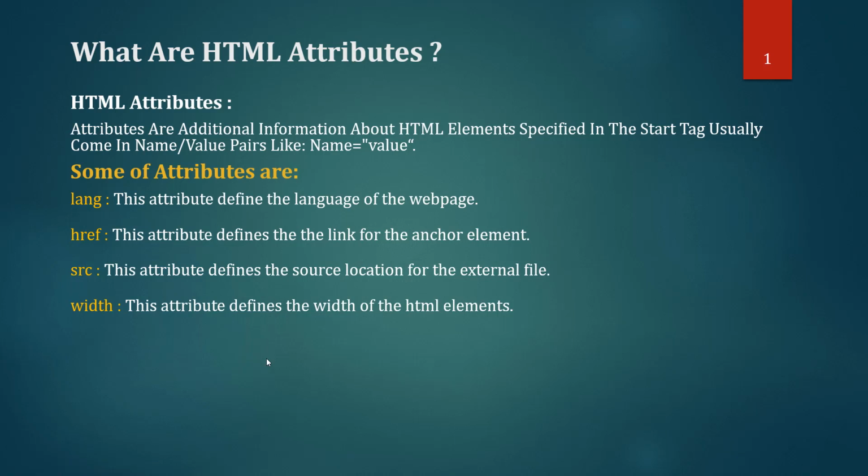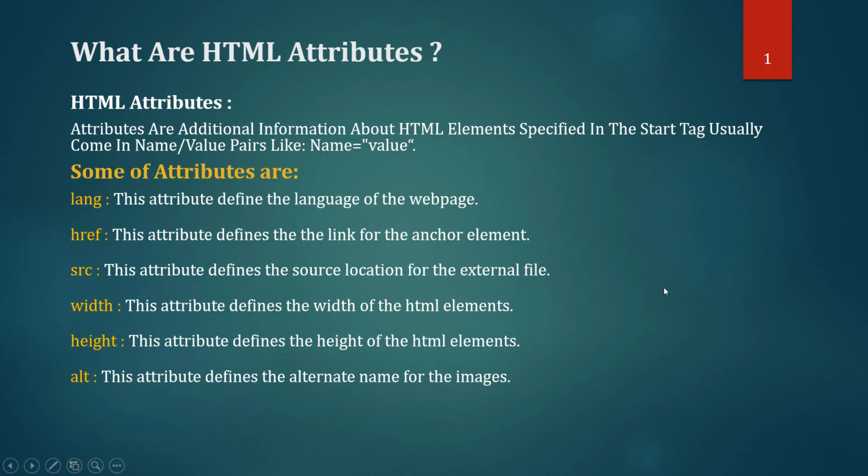Width. This attribute defines the width of the HTML elements. Height. This attribute defines the height of the HTML elements. Alt. It is a special attribute used in the image tag which, when defined, will show if the image is not loaded on the web page. Until then, this alt text will be shown on the page.